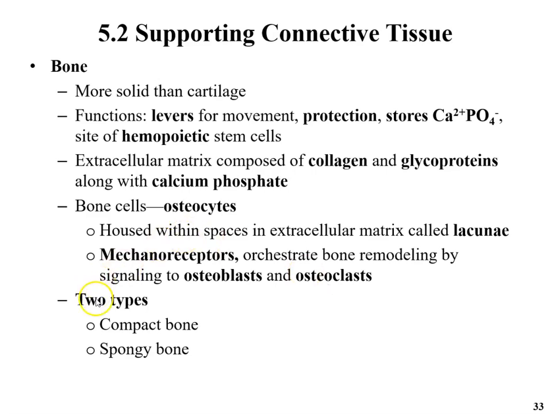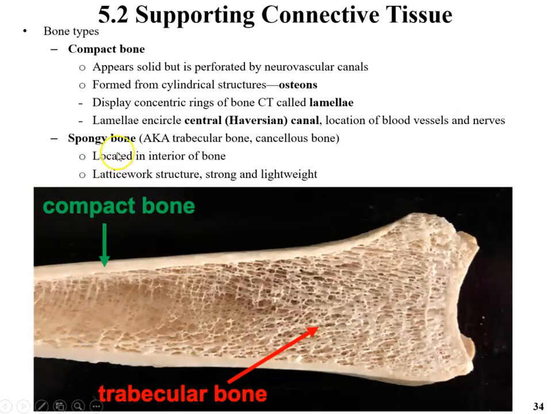There's two types of bone. There's compact bone and there's spongy bone. So compact bone appears solid, but it is perforated by neurovascular canals, and it's formed from cylindrical structures called osteons. These display concentric rings of bone connective tissue called lamellae, and I'll show you what all of this means in a minute. And lamellae encircle the central or Haversian canal, which is the location of blood vessels and nerves.